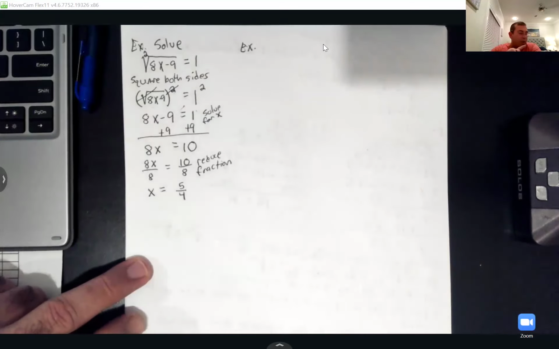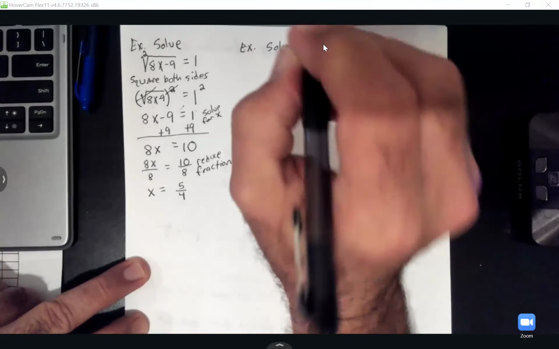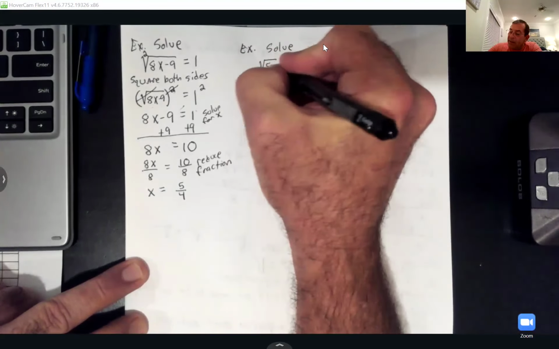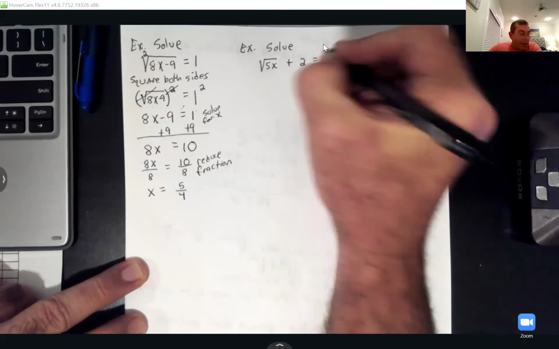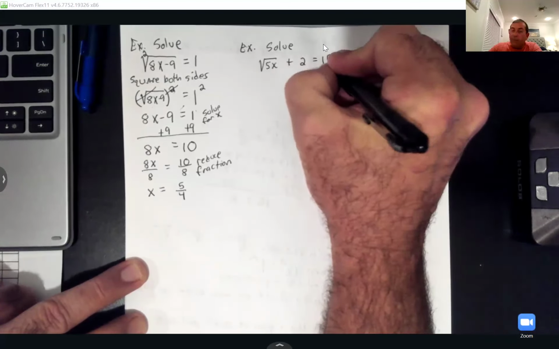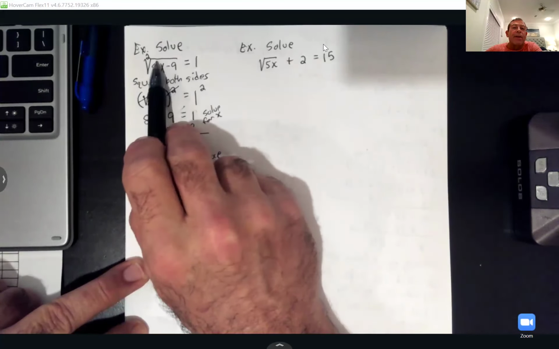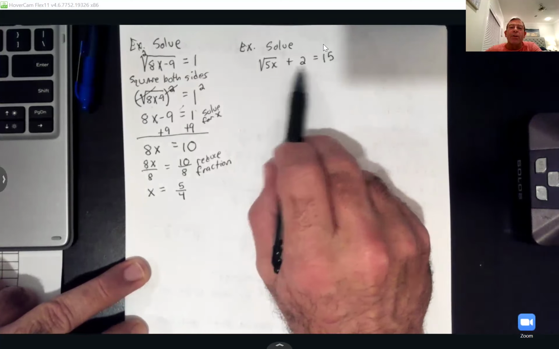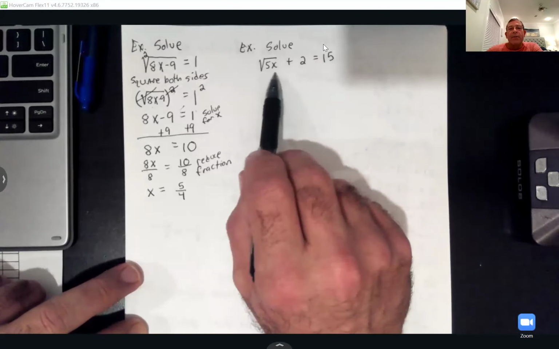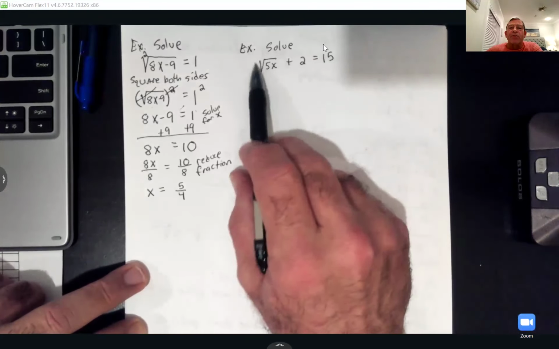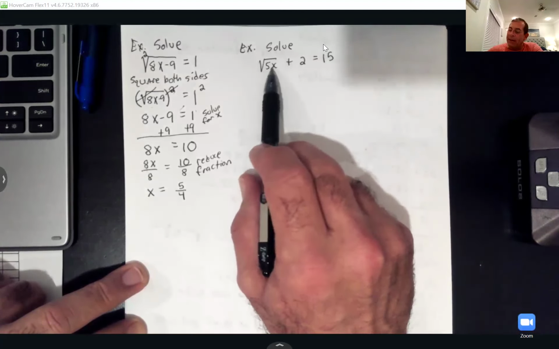Now, let me change it up just a little bit on this one. We're going to solve the square root of 5x plus 2 equals 15. Now, y'all, here's the difference on this one. Over here, everything was under the radical. But notice over here, this plus 2 is not under that radical with that 5x. So that means on this problem, our first step is to try to get this square root of 5x by itself on the left side.